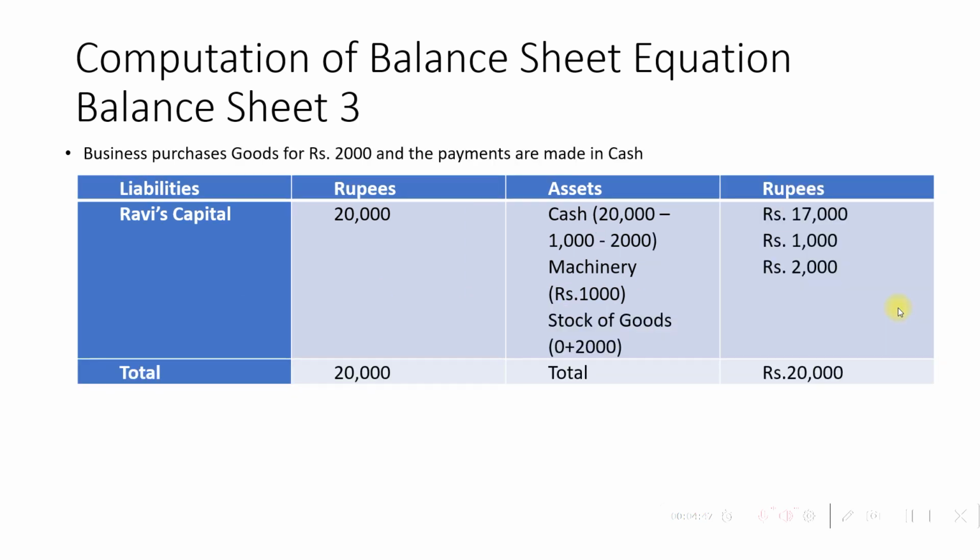The next transaction is the business purchases goods for rupees 2,000 and the payment is made in cash. Since it is a cash payment, the cash gets reduced by 2,000, so cash becomes 17,000. And what has the business done with it? It has got goods worth rupees 2,000. The stock of goods, which is again an asset, which is why we list it under assets, goes up by 2,000. The net assets will be rupees 20,000 and the net liabilities, which is owner's equity, will be again rupees 20,000, which tallies.